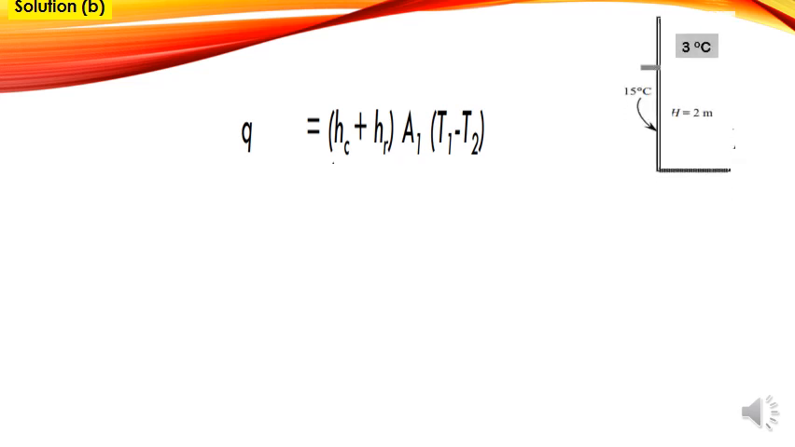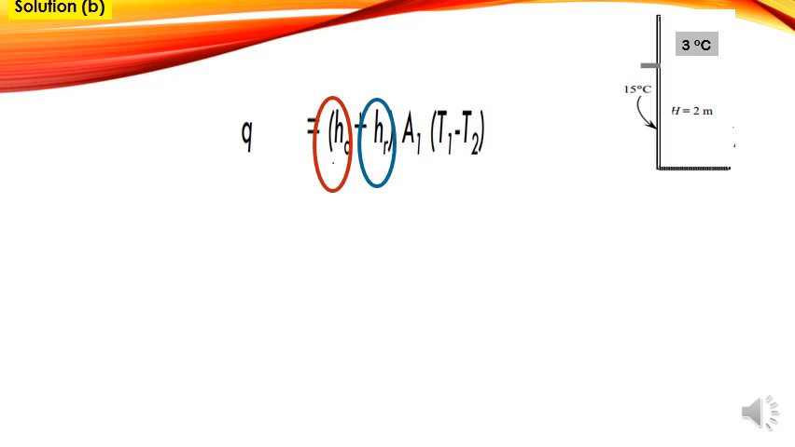For question B, you have to do it on your own, but don't worry, I will give you some guidelines on how to complete the task. Well, you're still using this equation because we still consider it combined convection and radiation. However, it's no longer a double glazed window because one of the layers of the glass is broken. So it becomes like this, and even the temperature here becomes 3 degrees C, instead of 5 degrees C as in part A. So as usual, let's start by determining the coefficients for HC and HR.